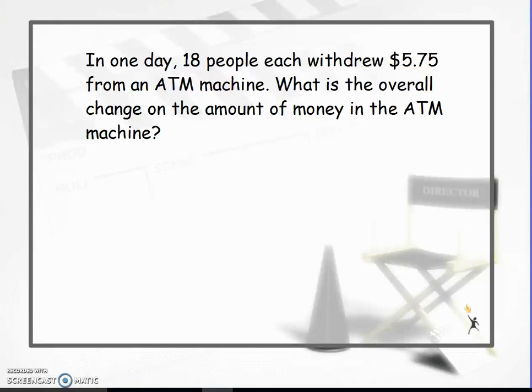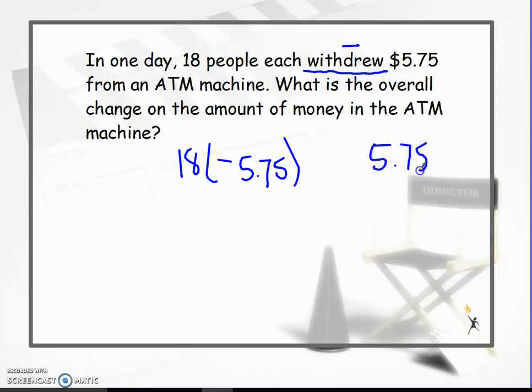One day, 18 people each withdrew $5.75 from an ATM machine. What is the overall change on the amount of money in the ATM machine? Remember, withdrew is a negative value. So we have 18 times -5.75. So 5.75 times 18.